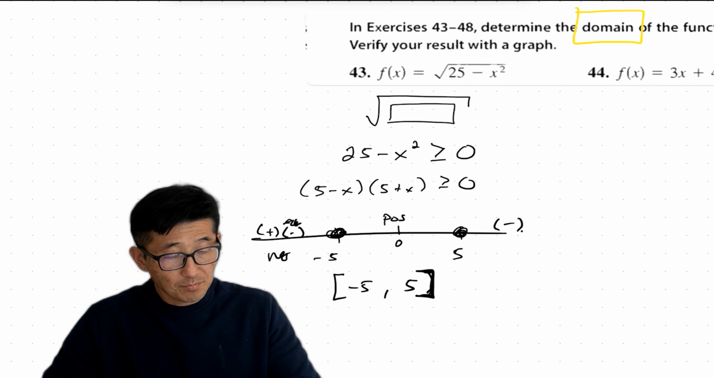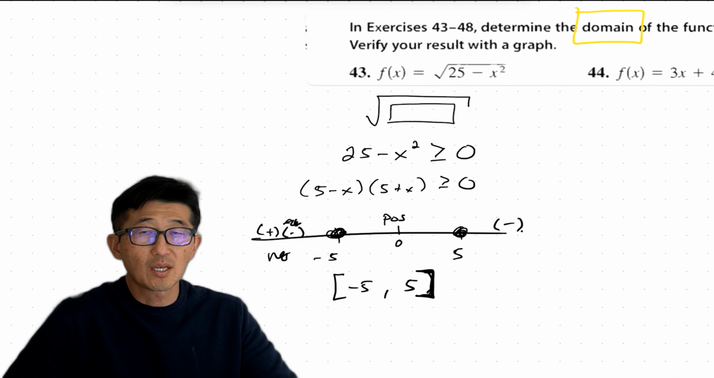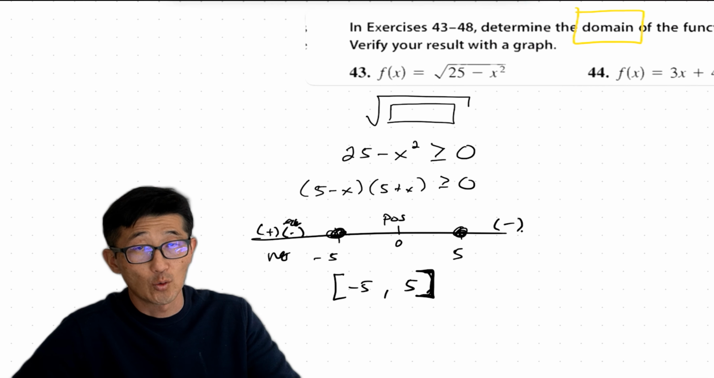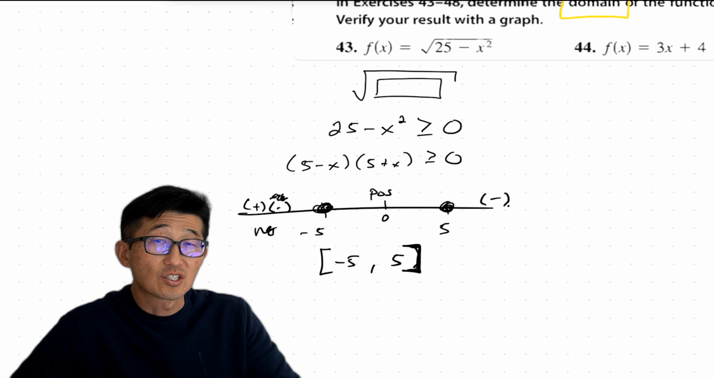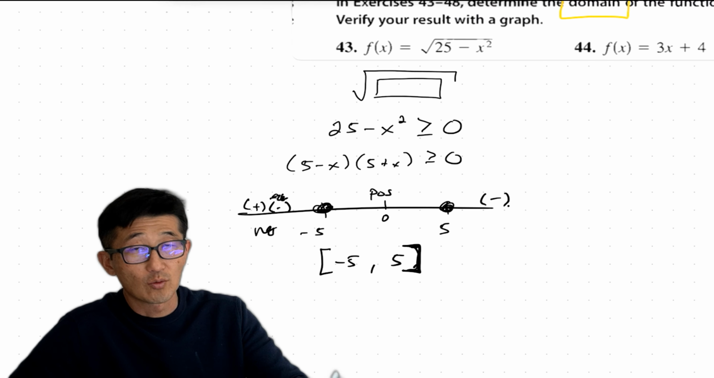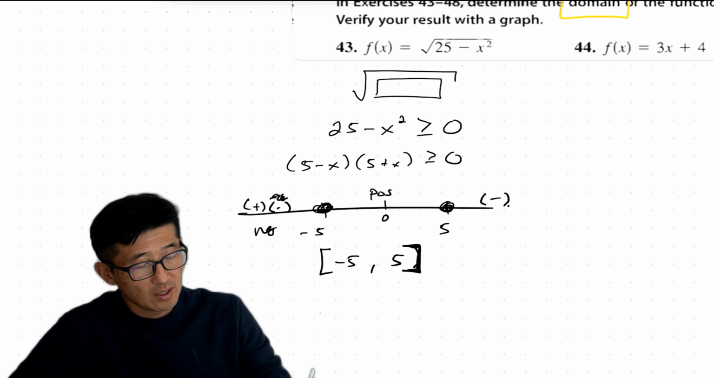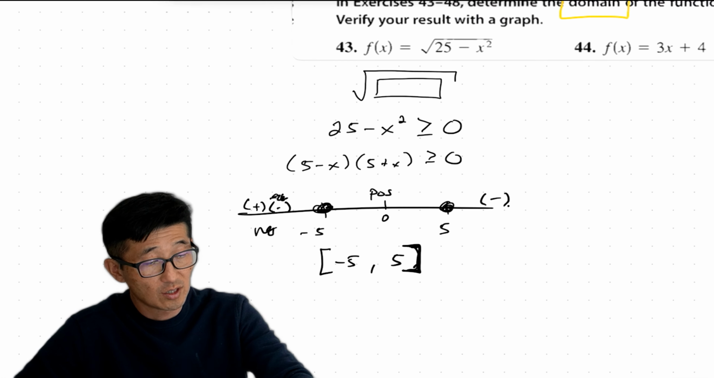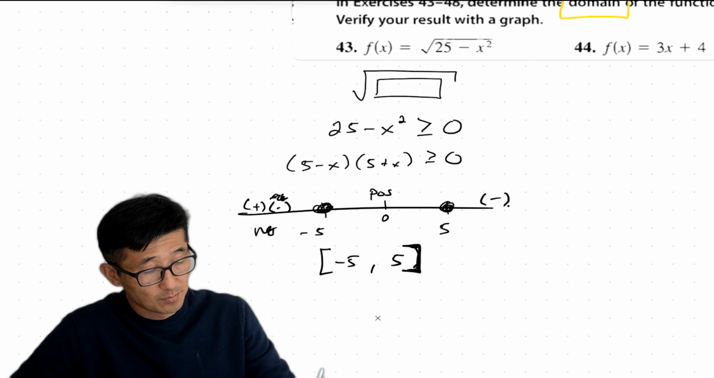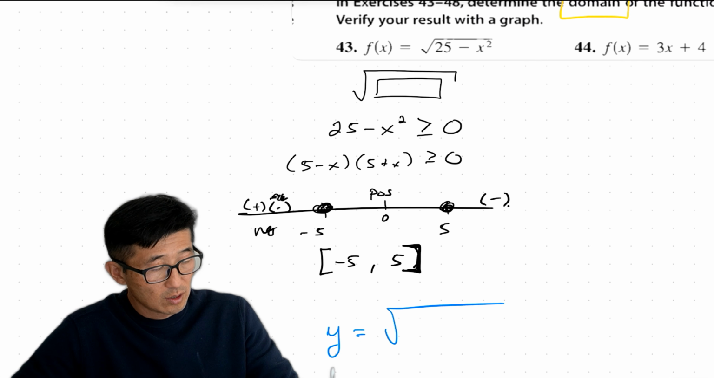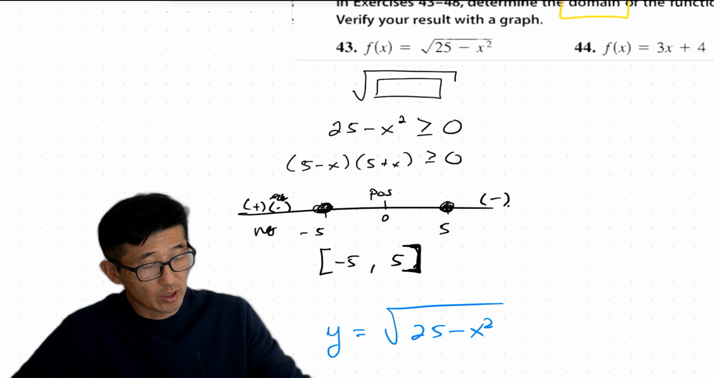All right, now you don't realize this, but this is a particular type that you actually have to keep in your memory until calculus. You're going to see this everywhere. This is actually the top half of a circle. How do I know that? Well, take a look at this equation. I'm going to change the f of x into the letter y. So this is y equals the square root of 25 minus x squared.